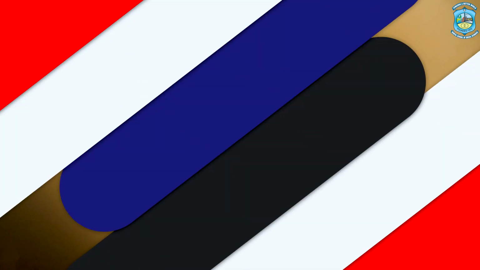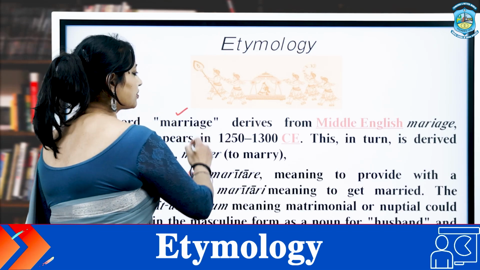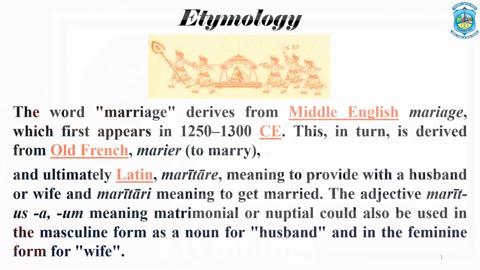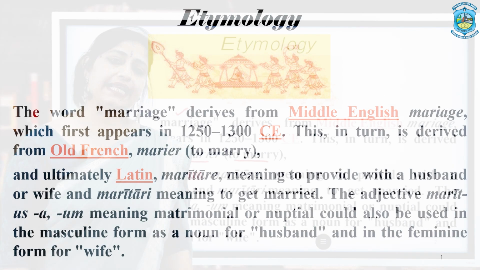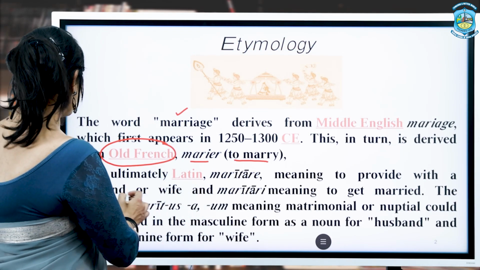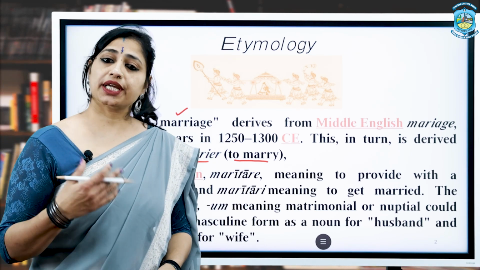So let's begin. As per the etymology, the word marriage is derived from Middle English marriage, which first appeared in 1250 to 1300 CE. This in turn is derived from the Old French term marier, which means to marry, and ultimately Latin maritare, meaning to provide with a husband or wife, and maritare, meaning to get married.